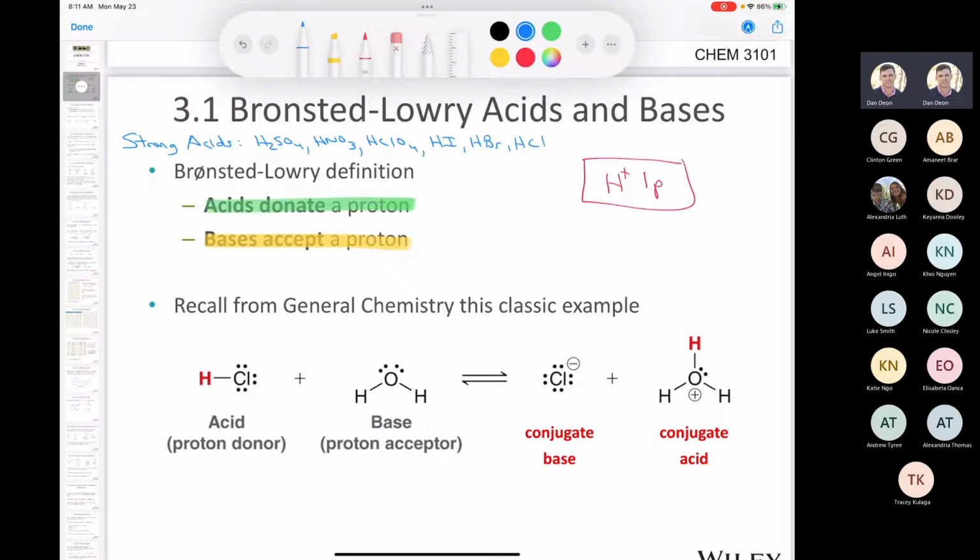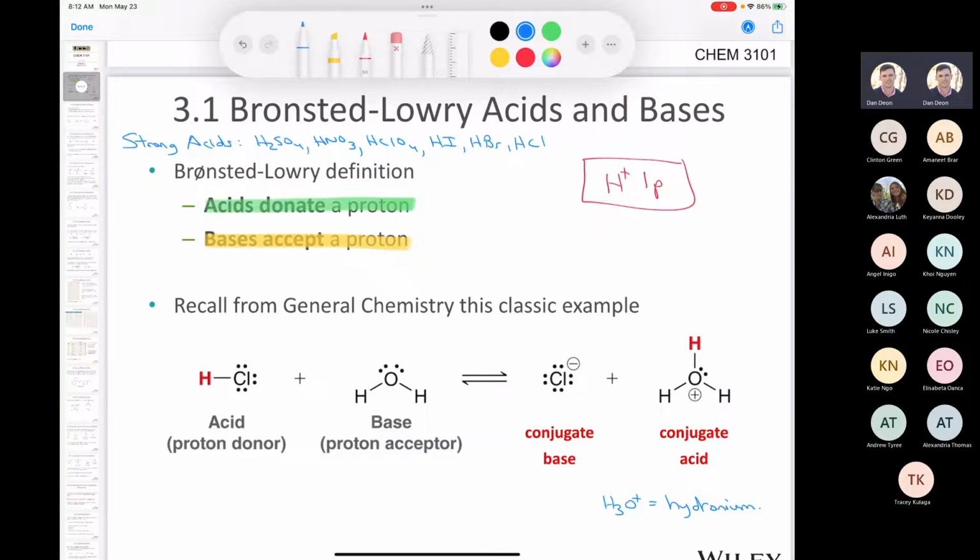Recall from General Chemistry this classic example. If you put HCl, hydrochloric acid, in some water, the acid is going to donate this proton to the water to form hydronium, which is H3O+. Just a reminder that H3O+ is an ion called hydronium ion. And of course, you would end up with chloride as well.